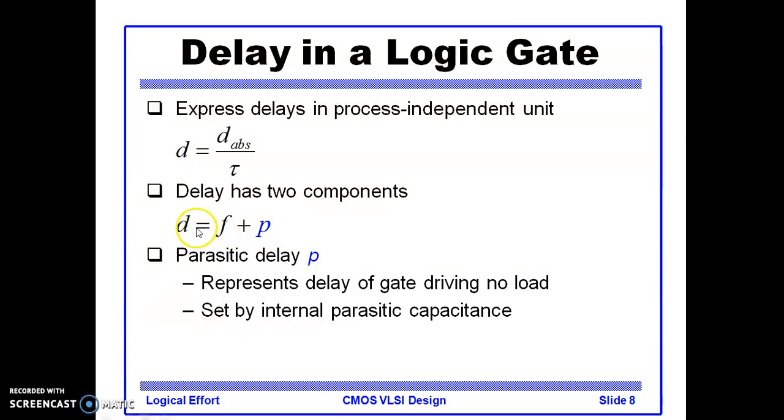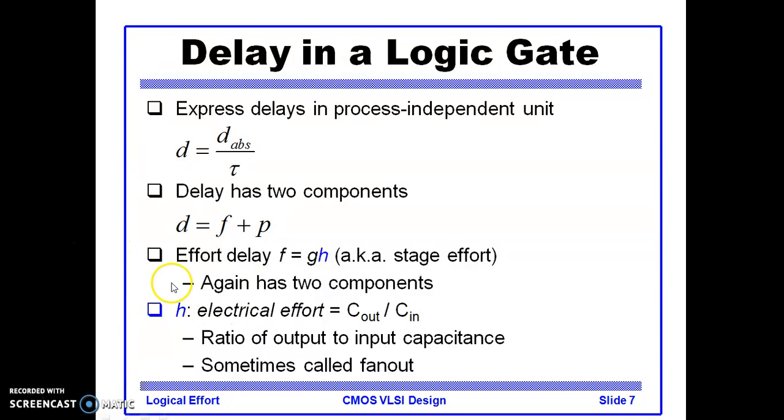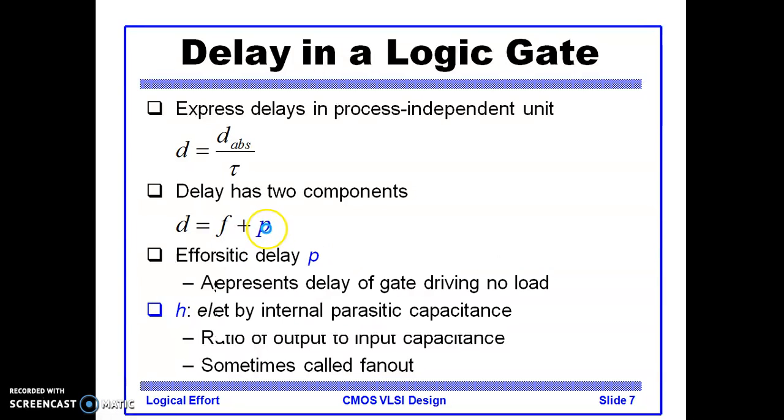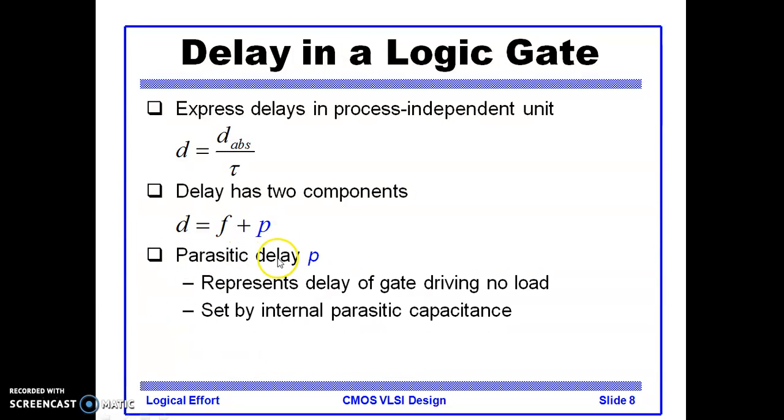So we know that this delay is given by F plus P, where F is the effort delay, or the stage effort, which is given by G into H. Now what is this P? P is nothing but the parasitic delay. So P represents the delay of the gate driving no load. Because we are talking about the parasitic, when there is no load, what is the delay caused in driving such a load? This is set by the internal parasitic capacitance.